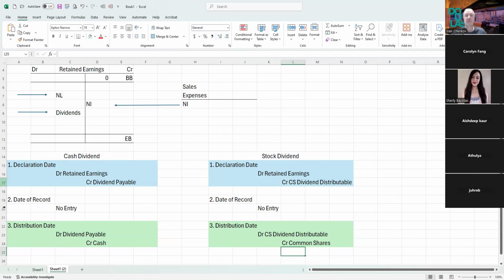Now we can see that you can have two types of dividend. You can have cash dividend, you can have common shares dividend. Which one do you prefer? Cash, of course. And don't blame me for that. Everybody wants cash. Why? Because when you go to the market and you buy something, they're going to ask you for cash. Try to pay with the common shares, see what's going to happen.